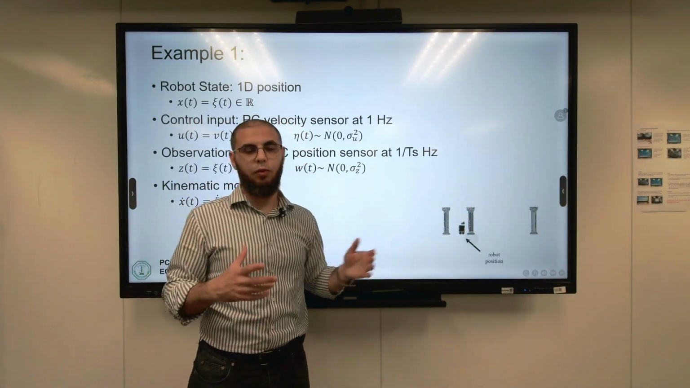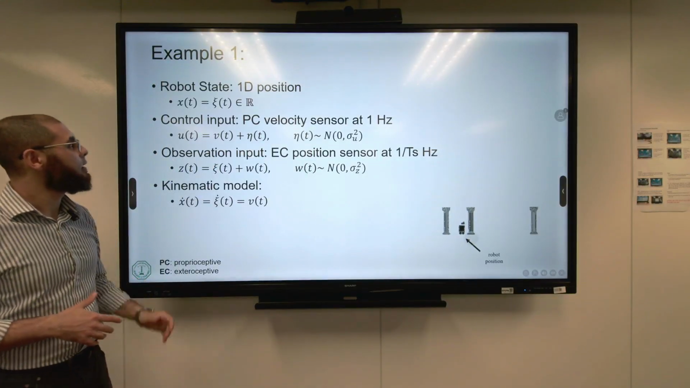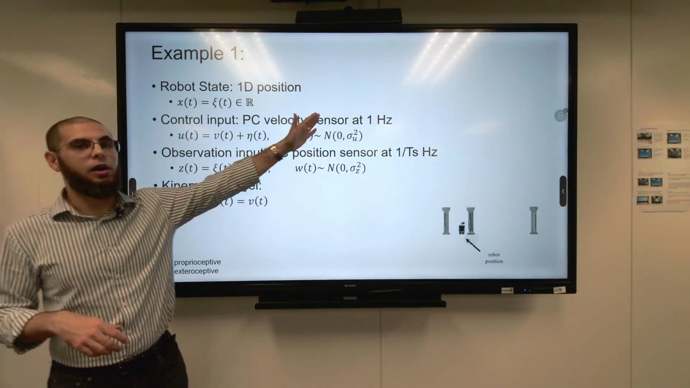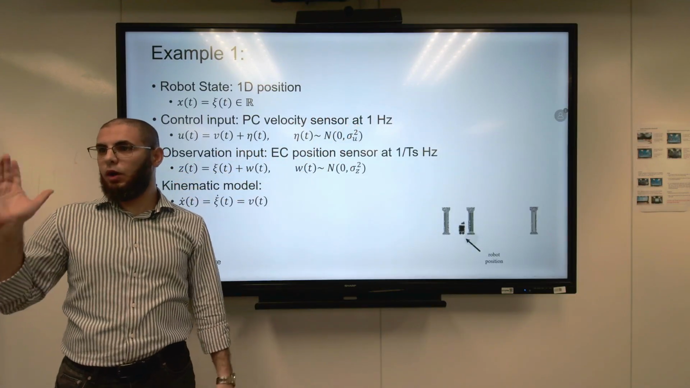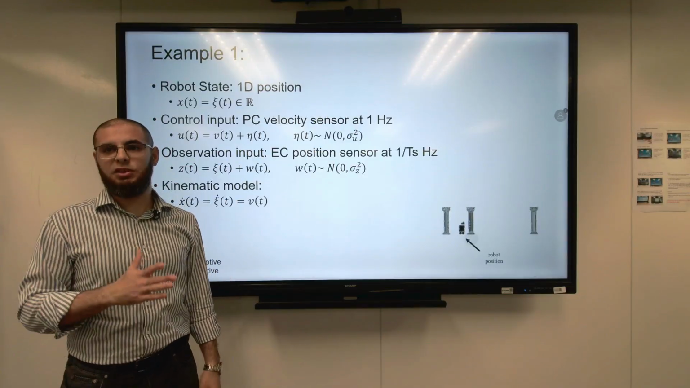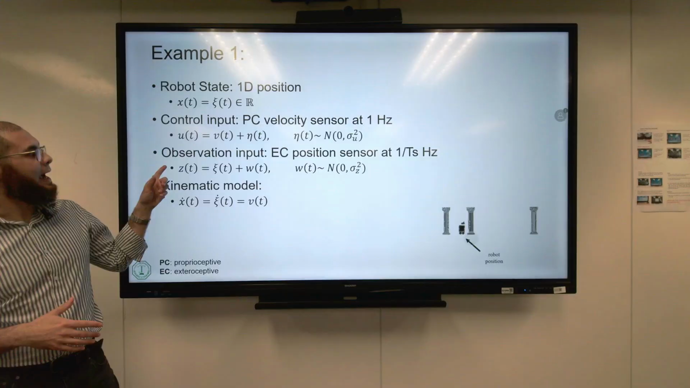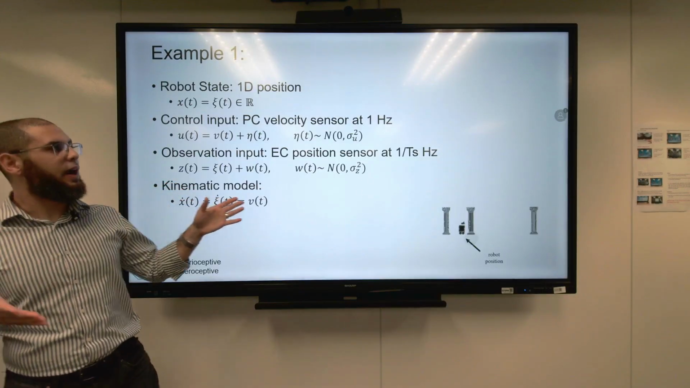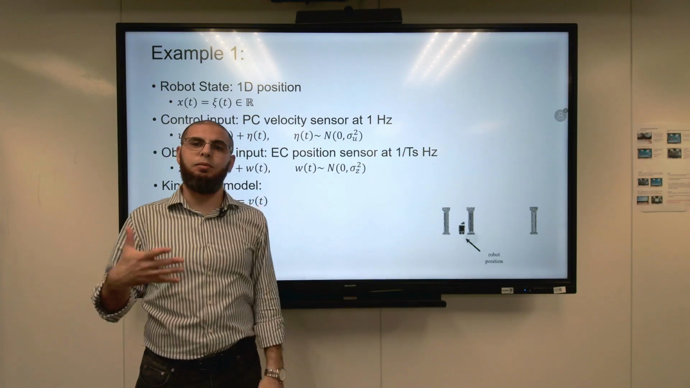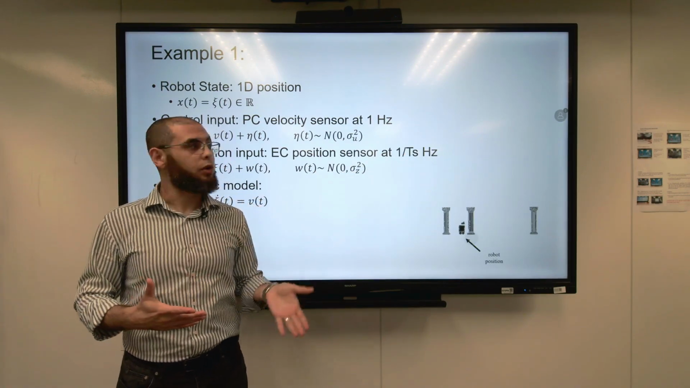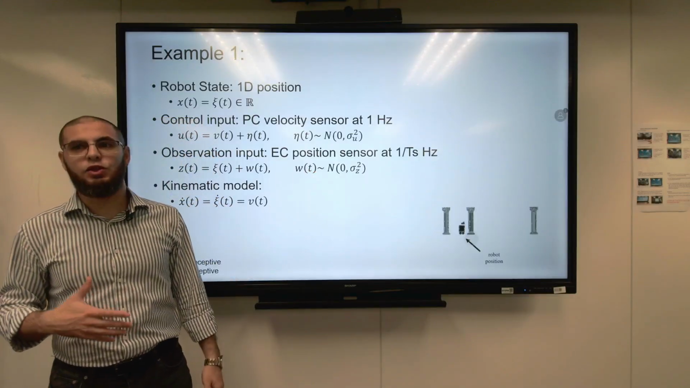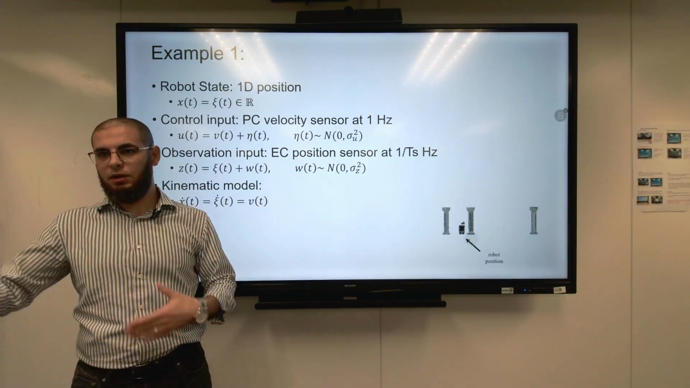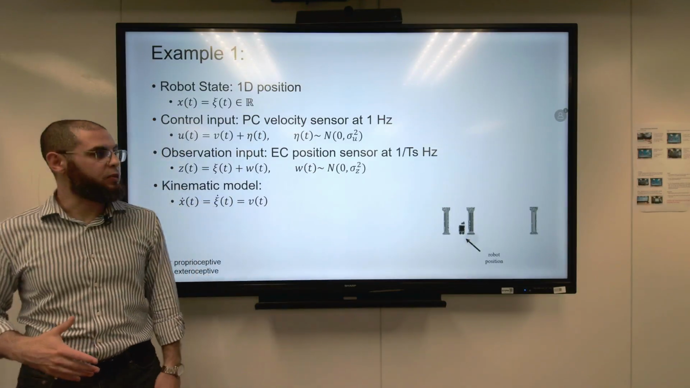Okay, so just assume we have a 1D robot. It's a toy problem. The control input here, we assume that we're measuring the velocity at 1 hertz. Every 1 second we just get a measurement for the velocity. And we observe the position every 1 divided by TS. So TS here is the sampling time for the position sensor. So assume, for example, we get the measurement for the position every 2 seconds or every 5 seconds.